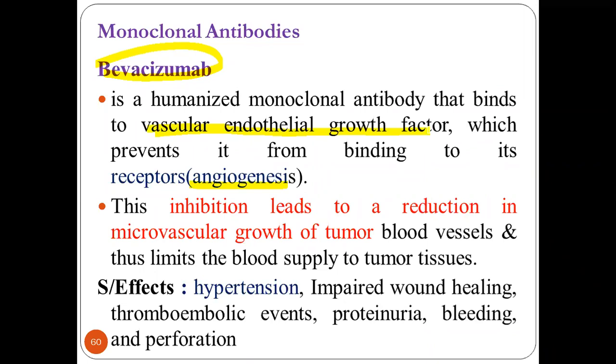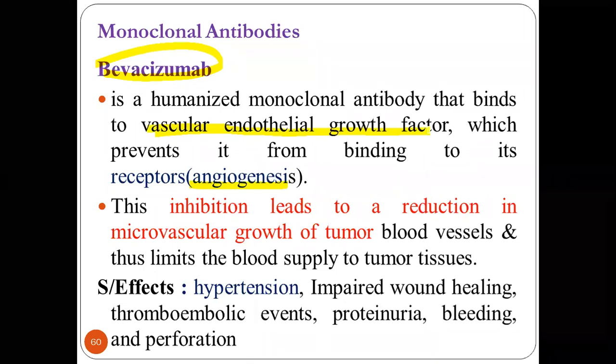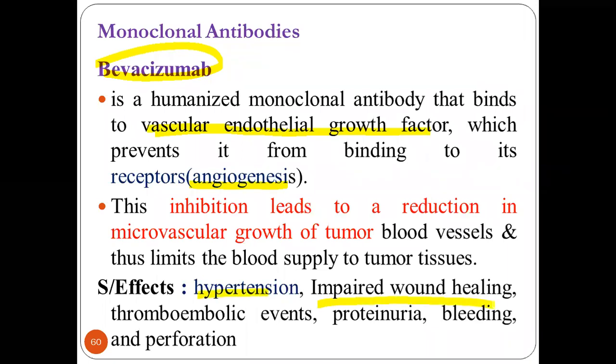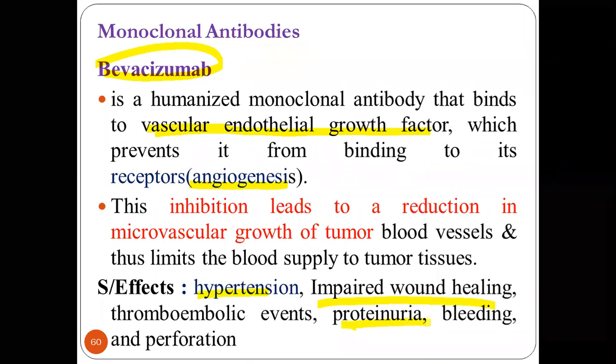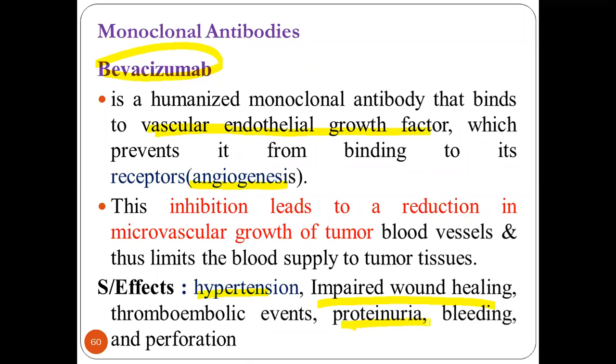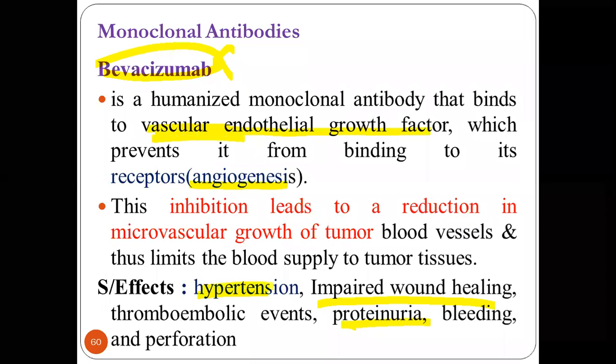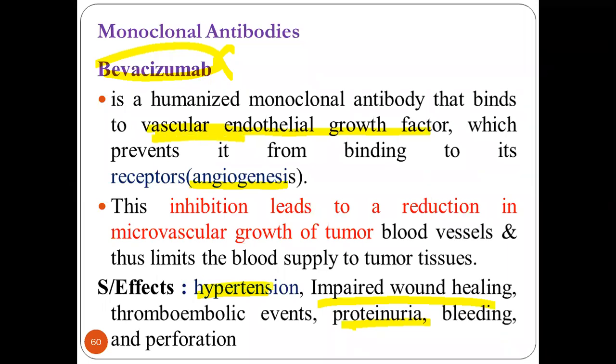Then, when a patient is taking bevacizumab, it can cause hypertension, impaired wound healing, thrombotic events, sometimes even protein in the urine, bleeding, and perforation. Remember, vascular endothelial growth factor is a vasodilator in nature. So the moment you block this, there is a possibility of increase in vascular tone. That is why hypertension is commonly associated with the use of bevacizumab, because it inhibits vasodilation due to this endogenous growth factor.